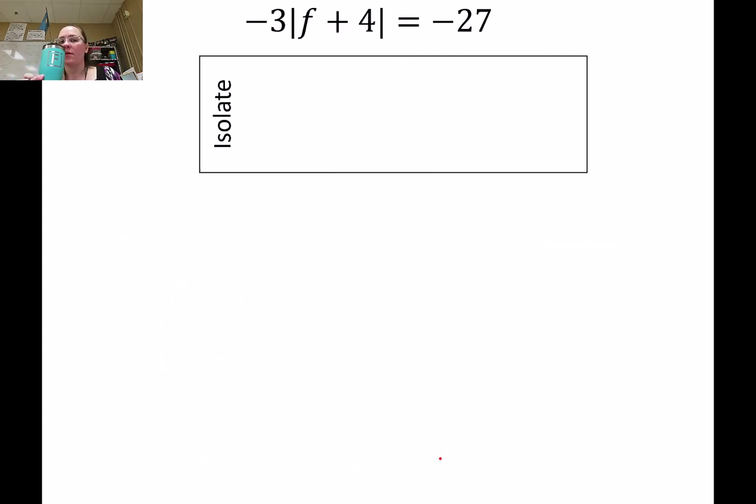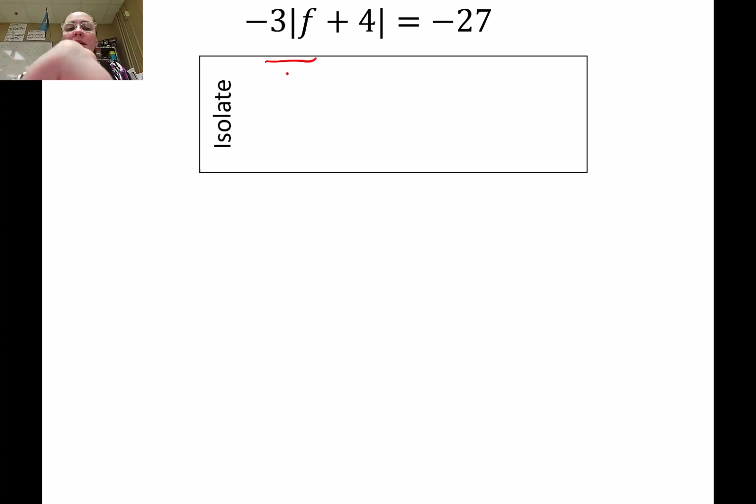Okay, let's look at another one. I've got negative 3 times the absolute value of f plus 4 equal to negative 27. So the first thing I want to do is get the absolute value by itself. So what's with the absolute value? Okay, the negative 3. And that negative 3 is not subtracting from the absolute value, it is multiplying since it's sitting right up against it.